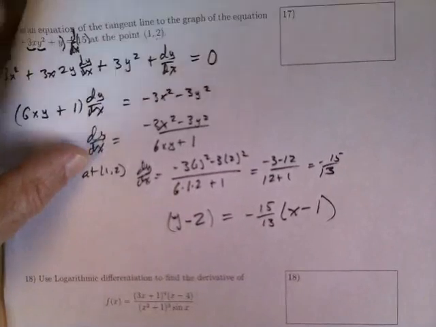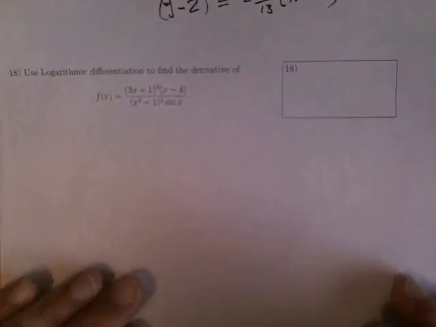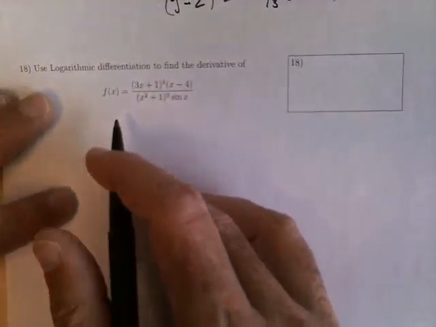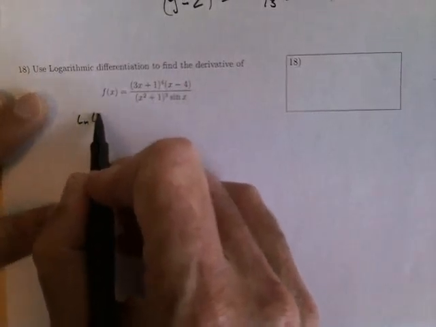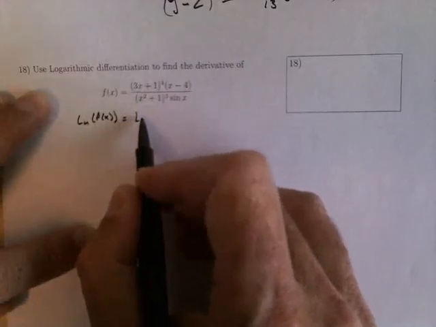Anyway, and then number 18 here, use logarithmic differentiation to find the derivative of this thing. So logarithmic differentiation, you take the log of both sides first. So we have the natural log of f of x equals the natural log of all this stuff.